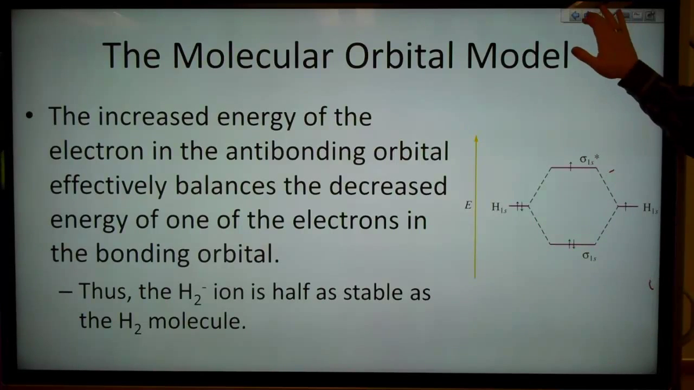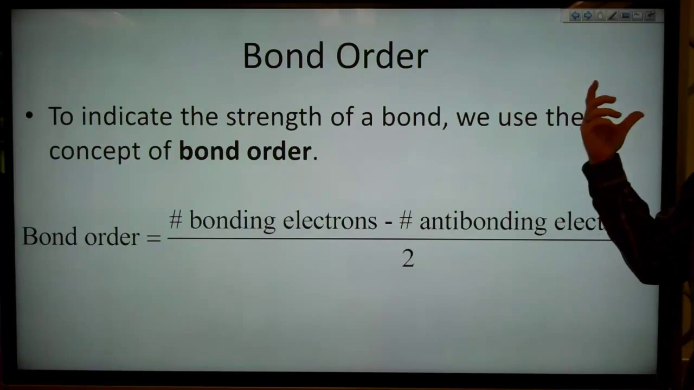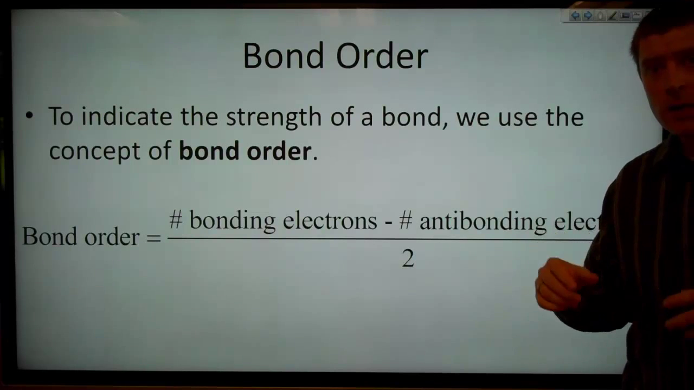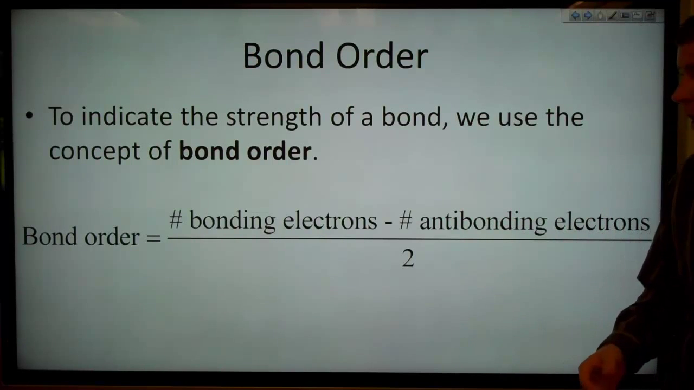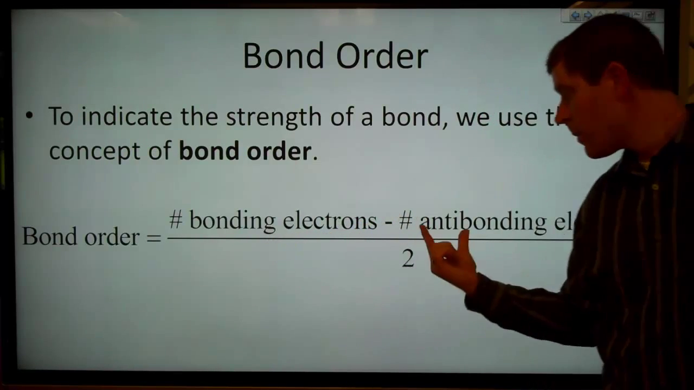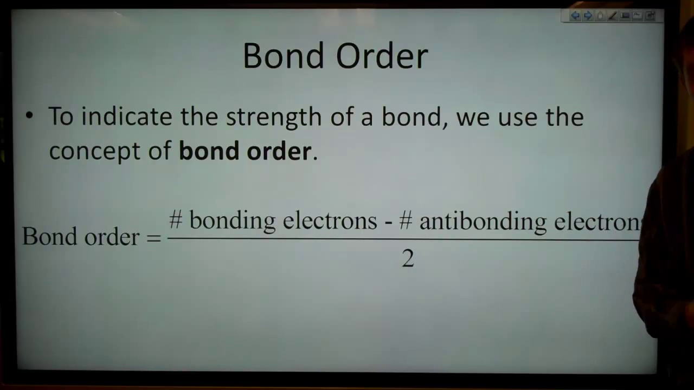So we want to be able to talk about something like bond order. So to indicate the strength of a bond, we use the concept of bond order. How strong is that bond? Is it a single bond, double bond, triple bond, and so on? So the bond order is equal to the number of bonding electrons minus the number of antibonding electrons divided by 2, because each bond is composed of 2 electrons.